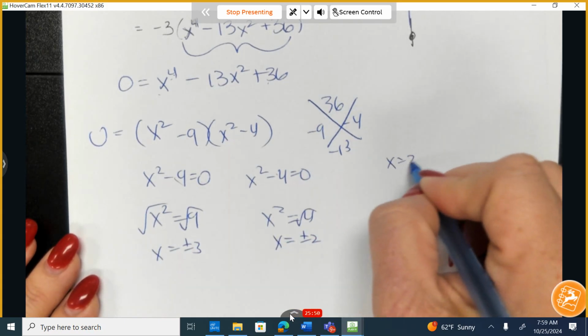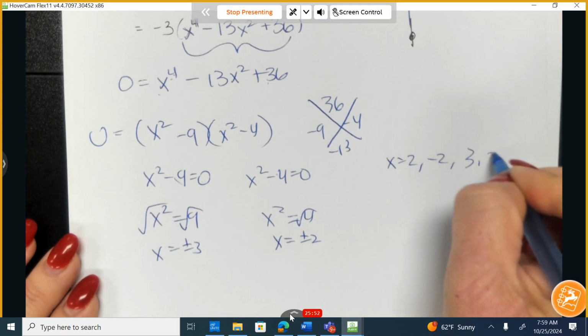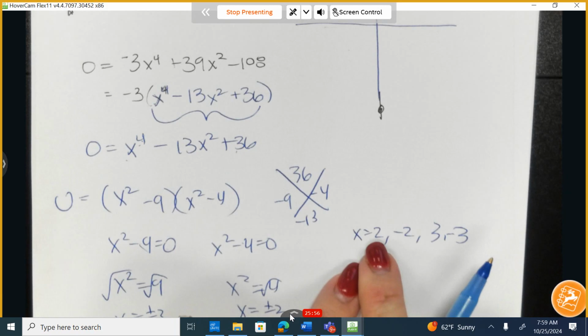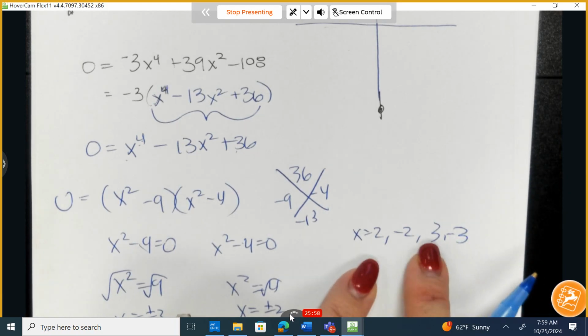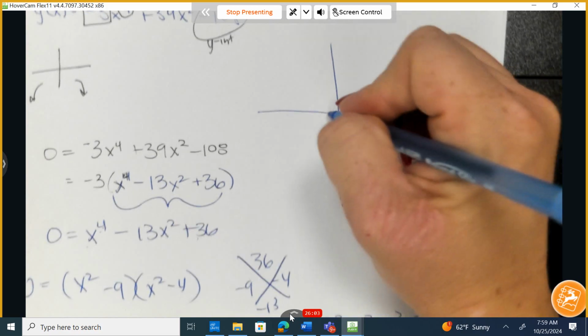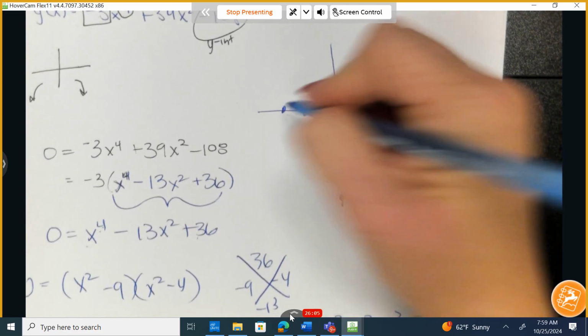So I'm going to list these out. I have 2, negative 2, 3, and negative 3. I have no duplicate answers. Those are all single answers because I only see positive 2 once. I only see negative 2 once. Only 3 and negative 3 once. So here's 2 and 3 and negative 2 and negative 3.